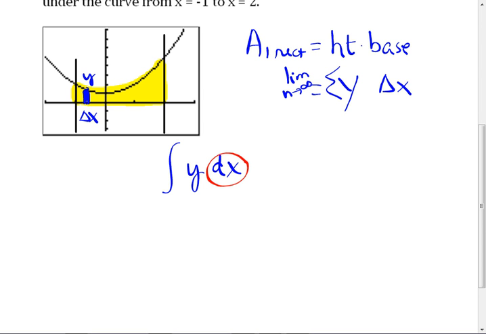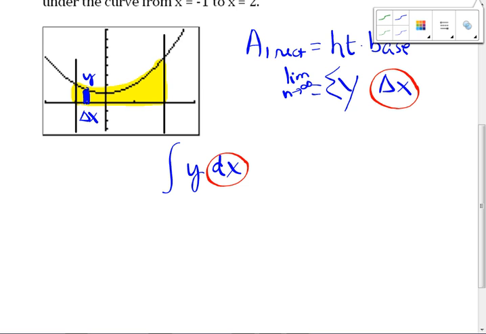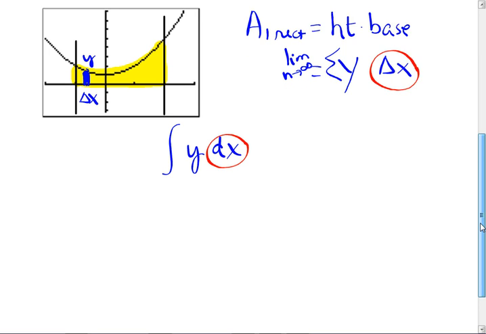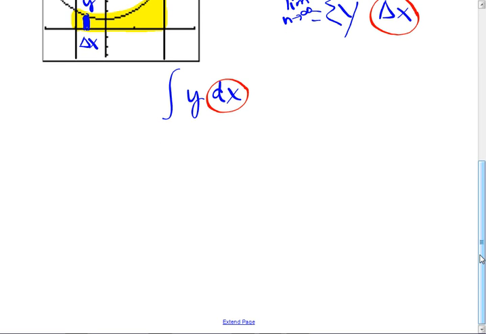And that's the reason why I stress this, the delta x. And if you don't put the differential in, it's really easy to mess this up. Now, if you do it correctly without a differential, you will get full credit. I don't necessarily agree with that, but it's to make the graders' lives easier.